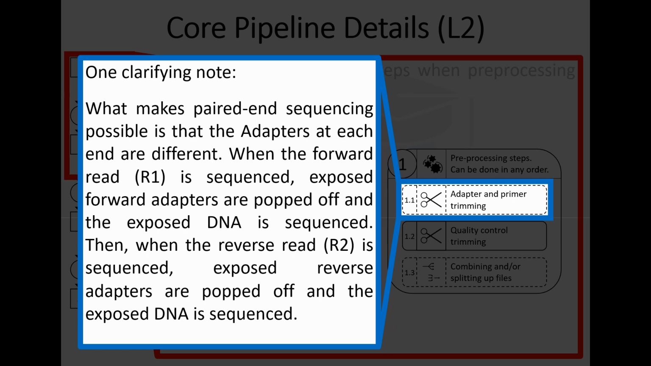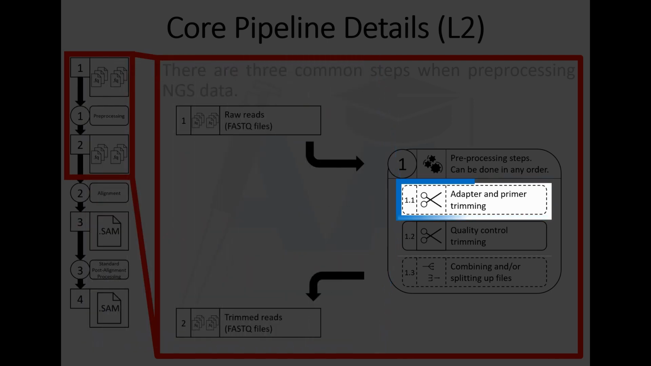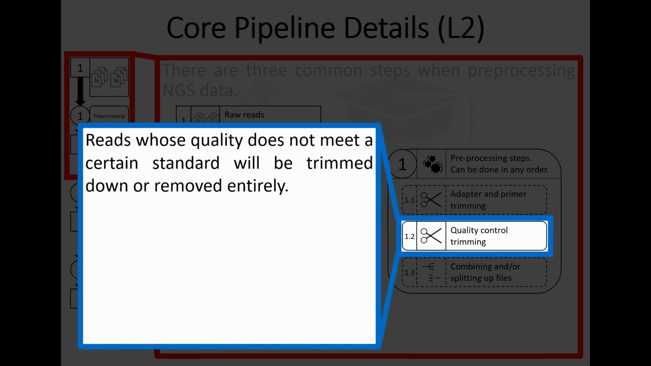When the forward read is sequenced, the exposed forward adapters are popped off, and the exposed DNA is then sequenced. The forward adapters bound to the flow cell are not exposed, and therefore untouched. Then, when the reverse read is being sequenced, the exposed reverse adapters are first popped off before the exposed DNA is sequenced. The quality control trimming and filtering step is much easier to understand.